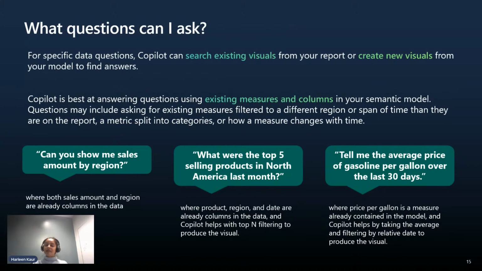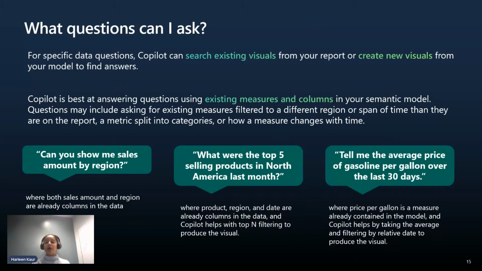Copilot is best at answering questions using existing measures and columns in your semantic model. So make sure your prompts are clear and include the actual measure and column names which are there in your model. For example, you can ask questions like, can you show me sales amount by region, where both sales amount and region are actual columns in your data?